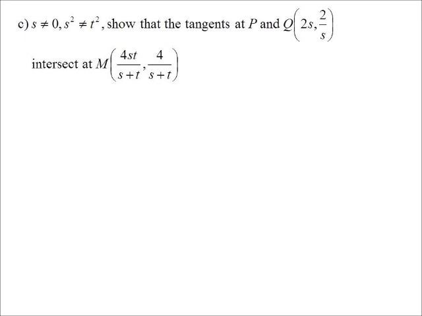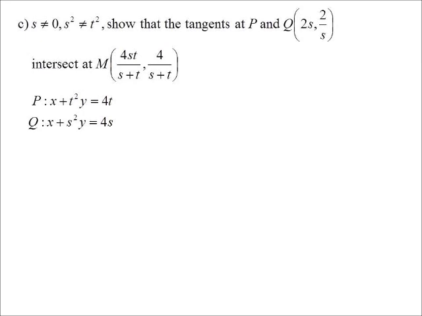Remember the advantage of parametrics? You don't have to rederive everything. You're just changing the parameter. So we've found the equation of the tangent at P to be x plus t squared y equals 4t. Well, for Q, the only difference is instead of the parameter being t, the parameter is s. So logically, the equation of the tangent is x plus s squared y is 4s.